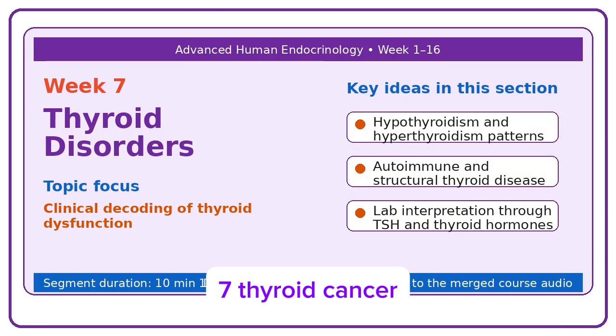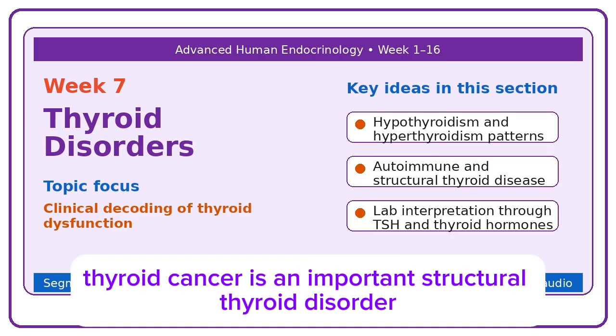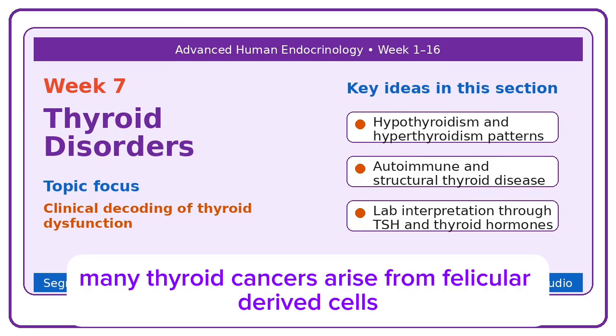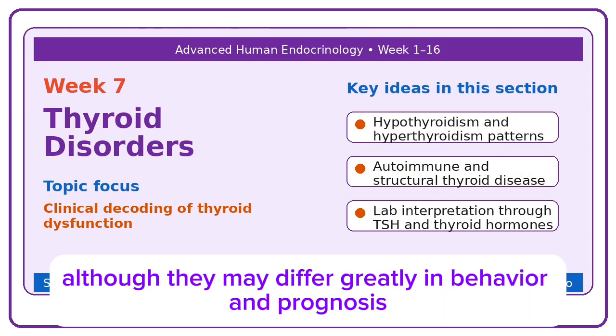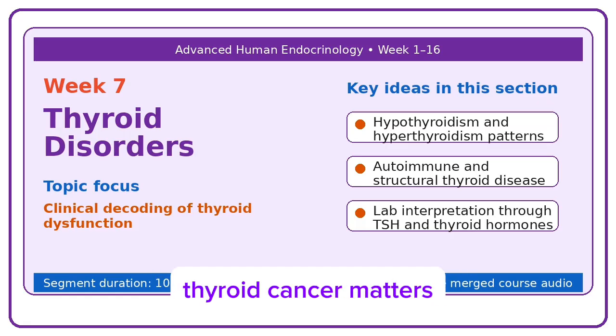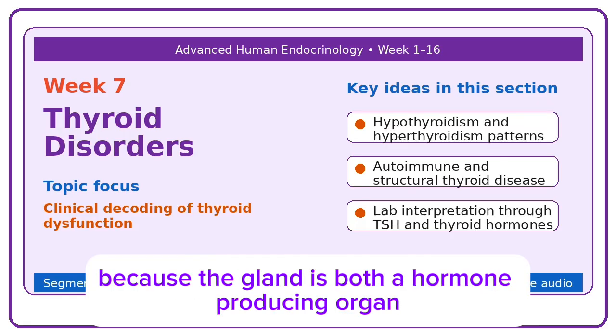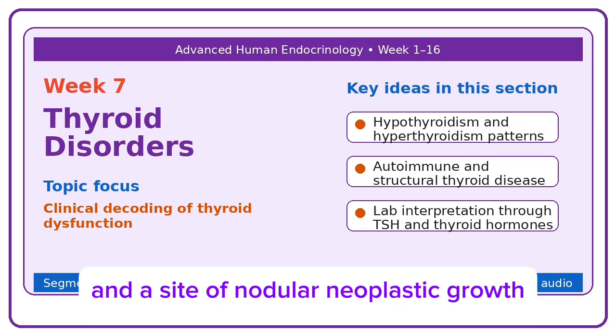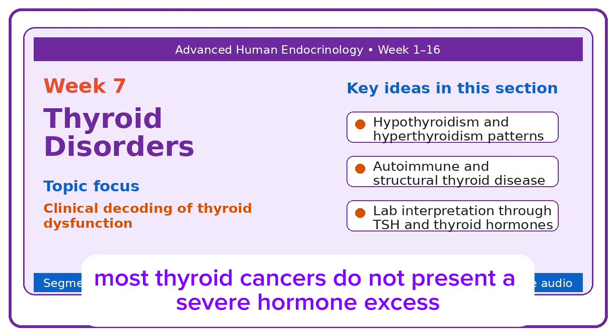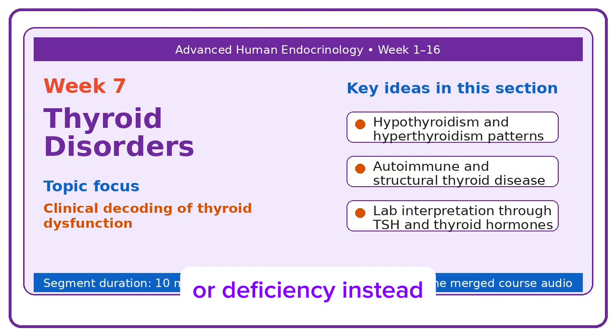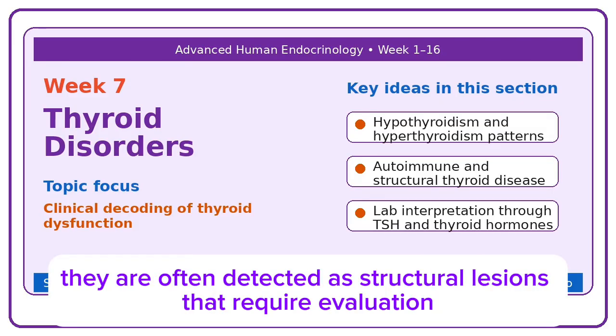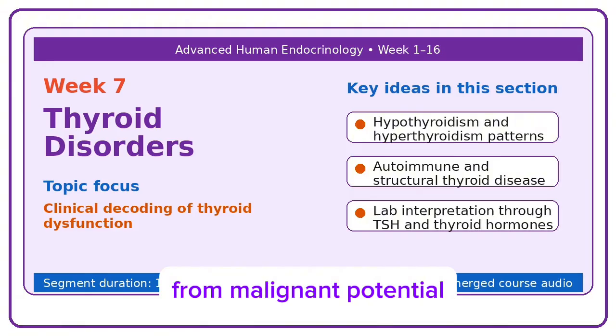7. Thyroid cancer. Thyroid cancer is an important structural thyroid disorder. Many thyroid cancers arise from follicular-derived cells, although they may differ greatly in behavior and prognosis. In clinical endocrinology, thyroid cancer matters because the gland is both a hormone-producing organ and a site of nodular neoplastic growth. Most thyroid cancers do not present as severe hormone excess or deficiency. Instead, they are often detected as structural lesions that require evaluation for malignant potential.